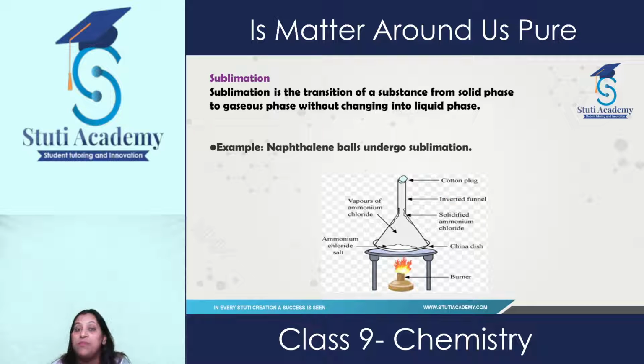Then we have sublimation. Sublimation is the process in which a solid directly changes into gaseous form. If you remember, I explained this sublimation process when we did chapter number 1. So in sublimation, a solid directly changes into gas without going through the liquid phase. In this case also, two solid substances are present.